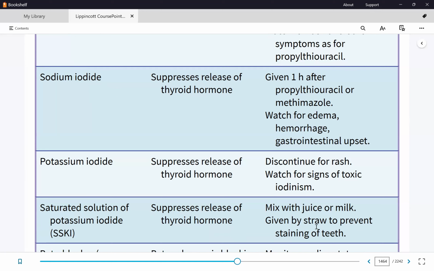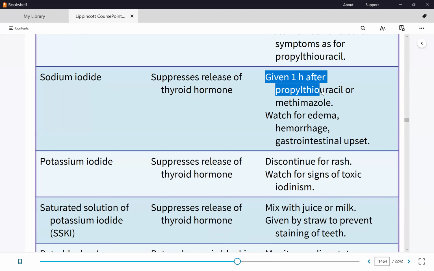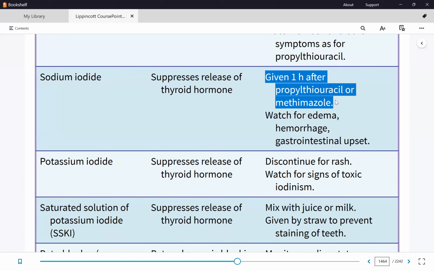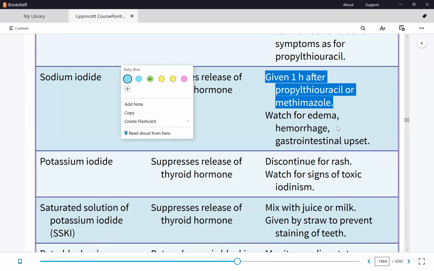Straight up like this in a shot glass, like that. How do you give it? With a straw, remember? Because it will stain the teeth. Okay, so here's the instruction: give 1 hour after PTU or methimazole. Are we clear? Why again 1 hour? To prevent what? To prevent thyroid storm.